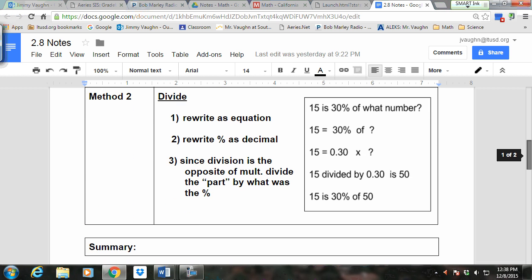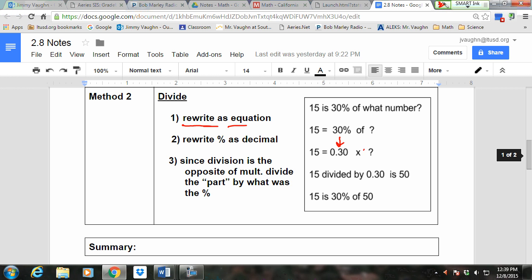And then here's the other part that's especially convenient when you have a calculator, which is to divide. So when you have a problem, like we're going to the same one, 15 is 30% of what number? Rewrite it as an equation. So get rid of everything you can. Is means equals, of means times. So we have 15 equals 30% times some number, which we don't know. Division is the opposite of multiplication.